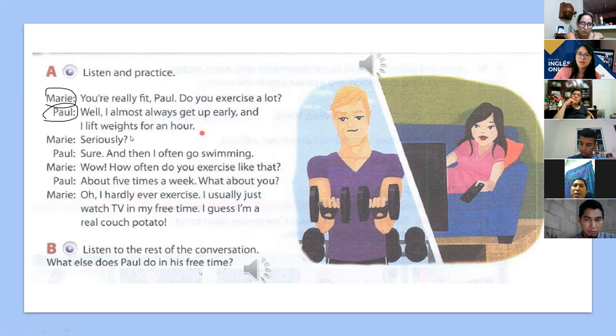Okay, so let's read it. It says, you're really fit, Paul. Do you exercise a lot? Well, I almost always get up early. And I lift weights for an hour. Seriously? Sure. And then I often go swimming. Wow, how often do you exercise like that? About 5 times a week. What about you? Oh, I hardly ever exercise. Usually, just watch TV in my free time. I guess I'm a real couch potato.